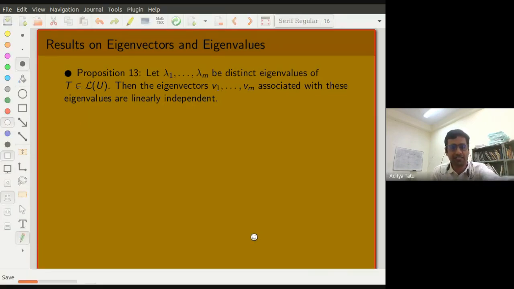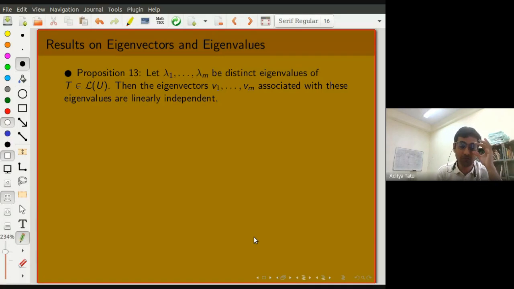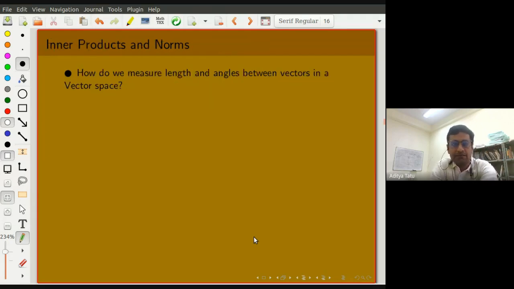And with this, I think we don't have enough room to have a more detailed discussion on eigenvectors and eigenvalues, at least for now. On Friday, we'll start with a new topic, which is inner products and norms, which I think will be the last topic of this course. Okay, but for which we'll need at least 2 more classes, if not 3. Okay, so yeah, thank you, and hope to see you guys on Friday.